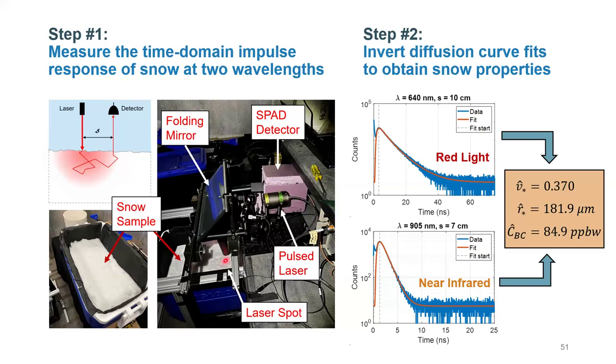We would collect two time of flight histograms using two different lasers, one red laser and one near infrared laser. And we would then fit curves to each of the histograms that had the same form as our photon diffusion model. After doing these curve fits, we would invert the curve fits to find the snowpack properties that best fit our measurements.